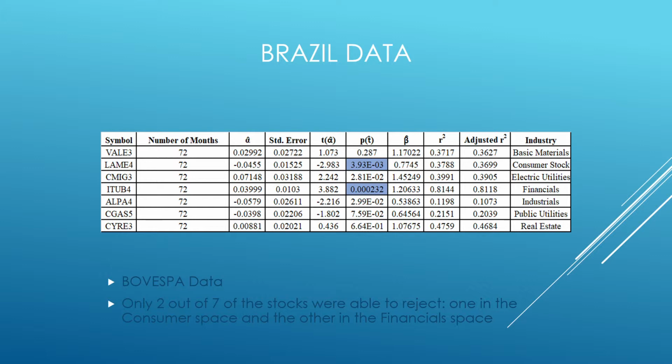The R-square values are rather low though, ranging from 37% all the way up to 81% for ITUB4, the Itau Bank Holding Company. So that could be indicative that even though there is a positive correlation between beta and the expected rate of return of asset I, there could be other variables that are pushing it in that direction, and the variance isn't only explained by the excess market rate of return.